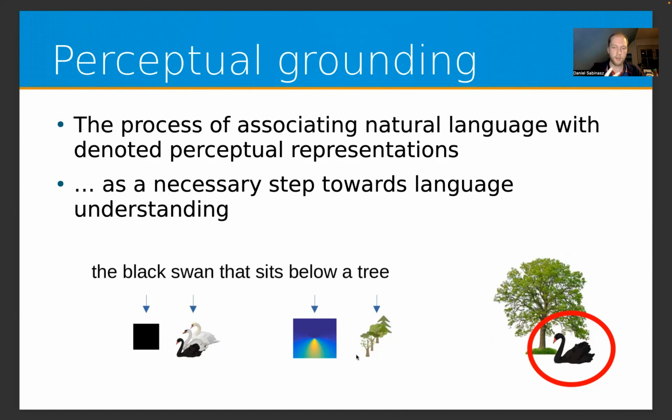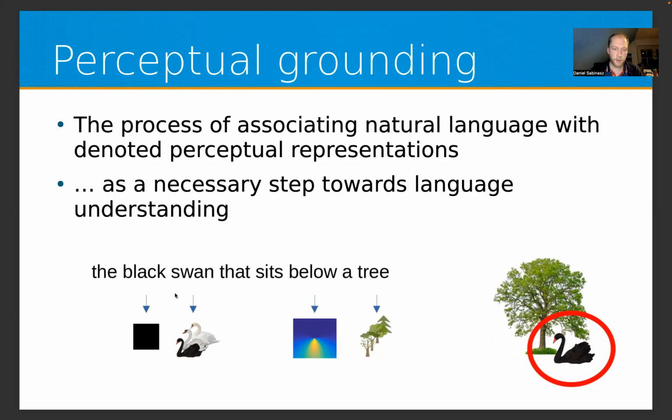So we have these two aspects of perceptual grounding: associating the words with their perceptual meaning and identifying reference to the world, or rather reference to the perceptual representation, which is the meaning of the whole phrase. To zoom in a bit on the first step of this process, what does it mean to associate the words with the denoted perceptual representation? It means that each word has some sort of perceptual meaning, and this perceptual meaning is involved in understanding the phrase.